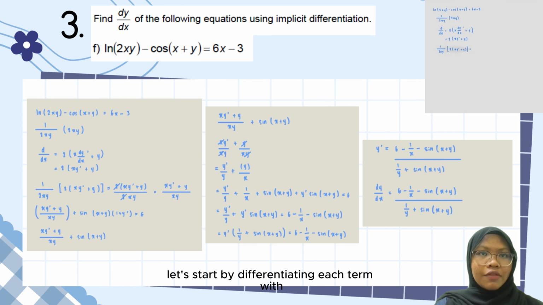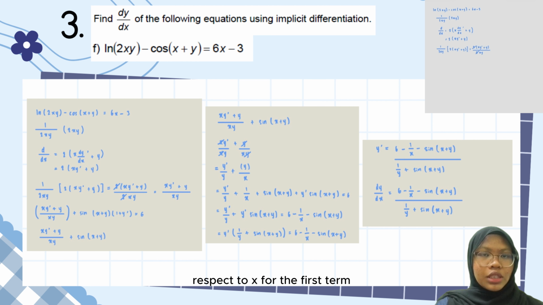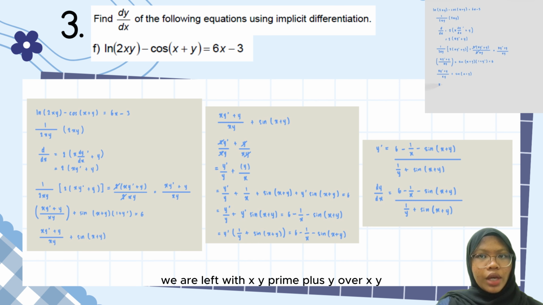Let's start by differentiating each term with respect to x. For the first term, ln(2xy), we need to apply the chain rule. Differentiating the outside gives us 1 over 2xy. Then for the inside function 2xy, we apply the product rule, which gives us 2 into (xy' + y). After cancelling out the 2, we are left with (xy' + y) over xy.